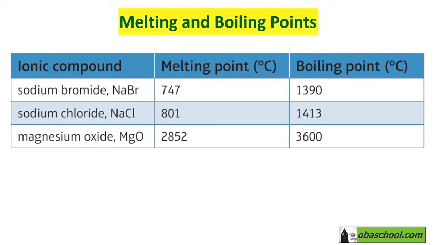Here are some examples of melting and boiling points of some ionic compounds. Sodium bromide, NaBr, has a melting point of 747 degrees Celsius and a boiling point of 1390 degrees Celsius. Sodium chloride has a melting point of 801 degrees Celsius and a boiling point of 1413 degrees Celsius. And the last one, which is magnesium oxide, has a very high melting point, which is 2852 degrees Celsius, and a very high boiling point, which is 3600 degrees Celsius.